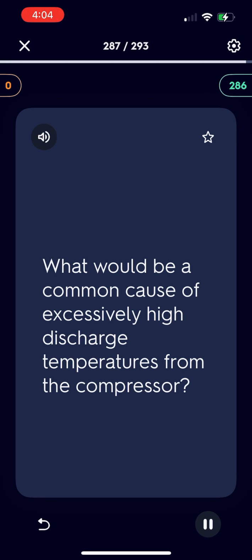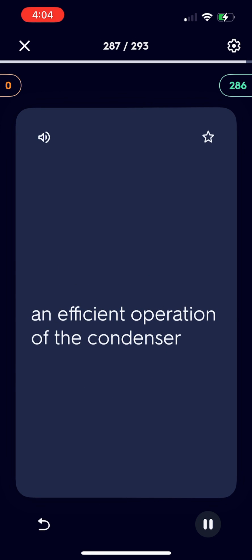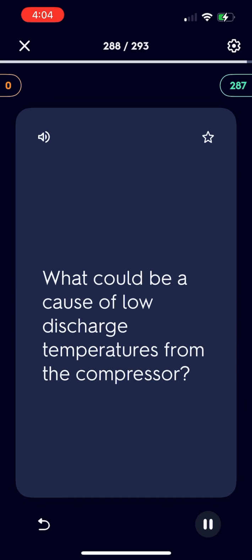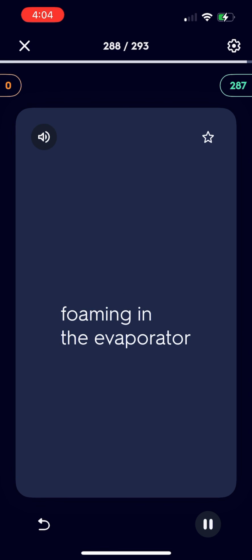What would be a common cause of excessively high discharge temperatures from the compressor? Inefficient operation of the condenser. What could be a cause of low discharge temperatures from the compressor? Foaming in the evaporator.